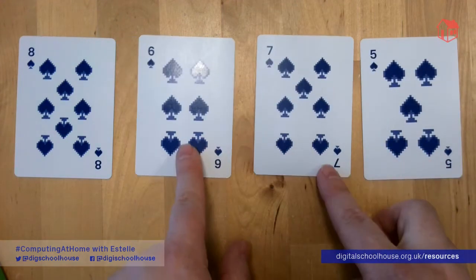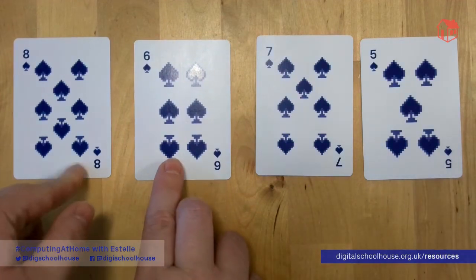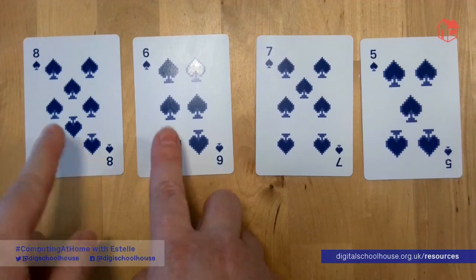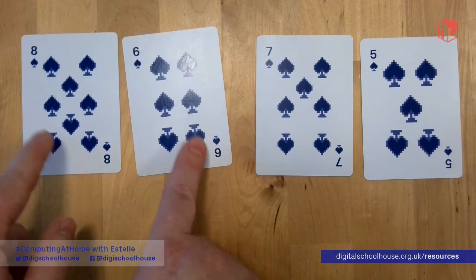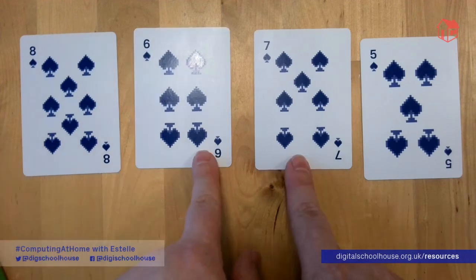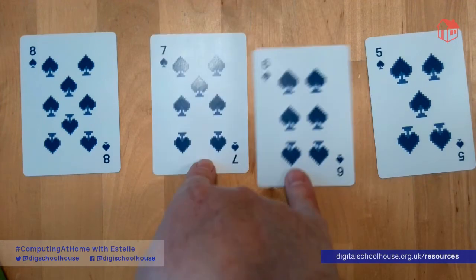Okay, and this is where bubble sort is really interesting, because what happens now is it just goes back to the beginning and does it again. It checks each pair of cards. Is this in the right order? Yes, it is, because this one is bigger than this one, so they can stay where they are. Go to the next two. Is this one bigger than this one? No, it's not, so they need to swap. And we swap the two cards over.